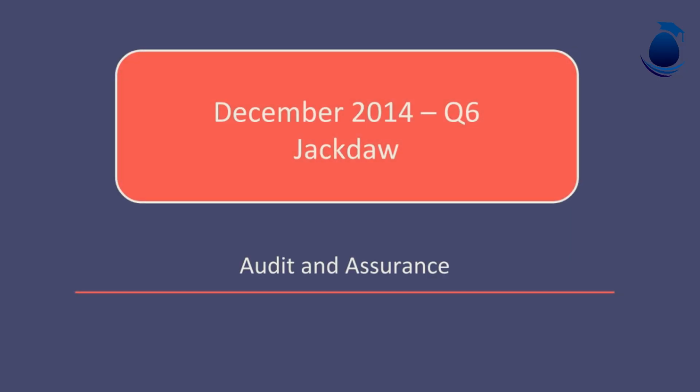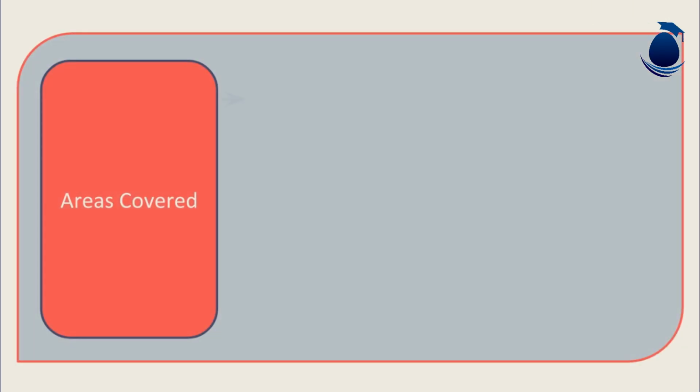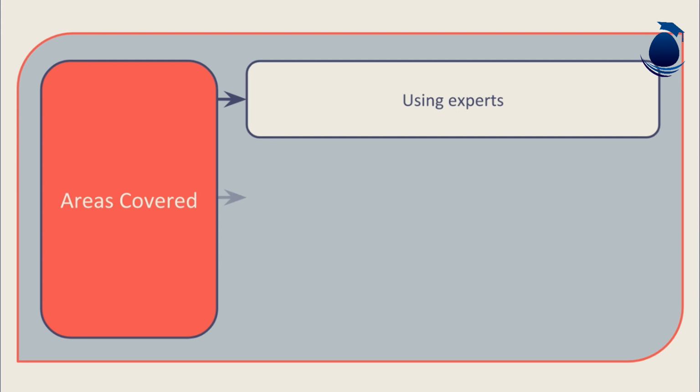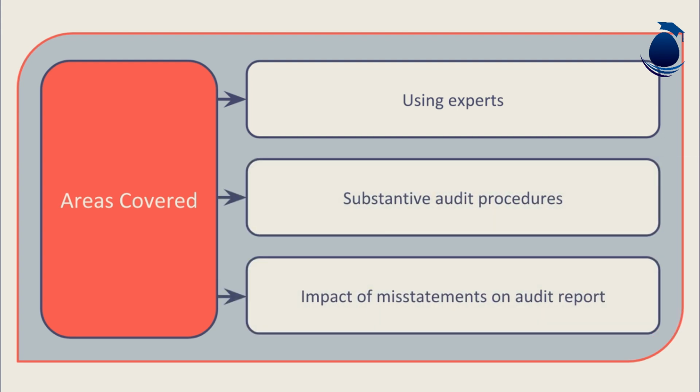We're going to look at a question called Jackdaw. This is question 6 from the December 2014 exam and is the 20 marks. Included in the question are the following syllabus areas: using experts, substantive audit procedures, and misstatements and the impact they have on the audit report.